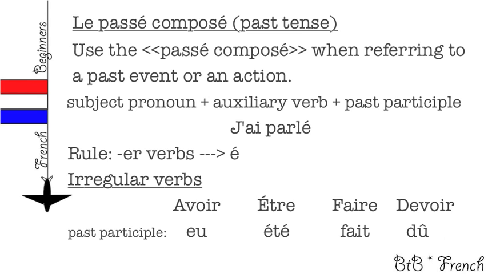However, there are verbs that don't follow this rule, such as avoir, être, faire, devoir. And you must know their past participle. It must be memorized. The past participle for avoir is eu, être, été, faire, fait, devoir, dû.